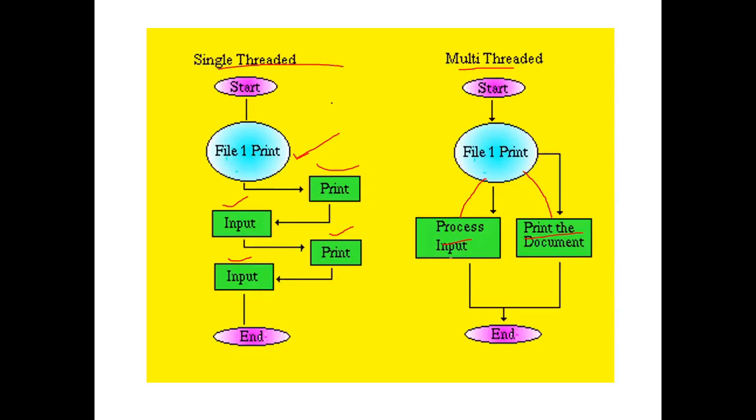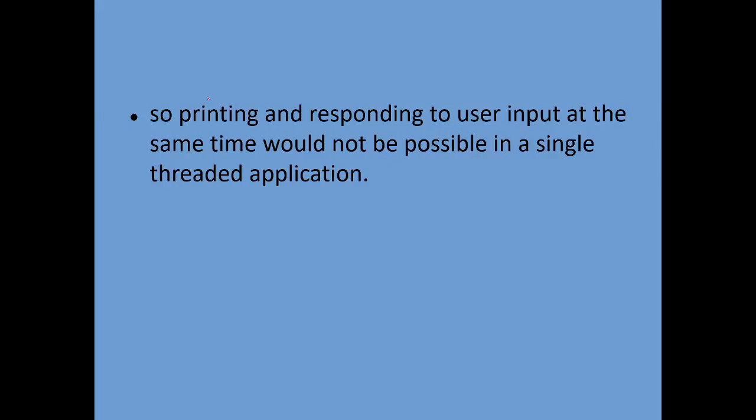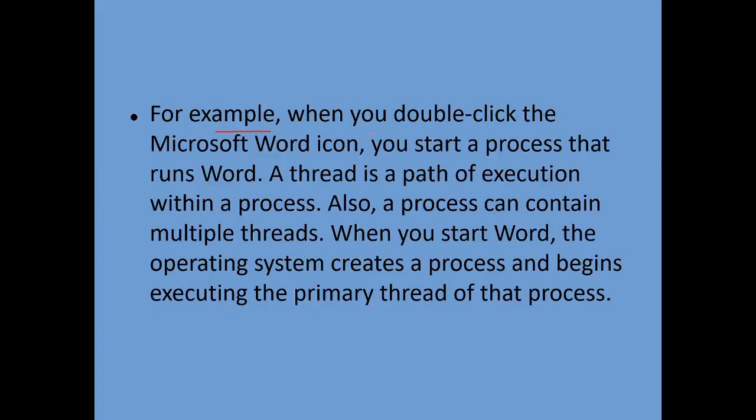Because of multiple threads, one thread will accept the input and another thread will print it. So they work simultaneously. This is the difference between single thread and multiple thread. Printing and responding to the user input at the same time would not be possible in a single threaded application. Another example, when you double click the Microsoft Word icon, you start a process that runs Word.